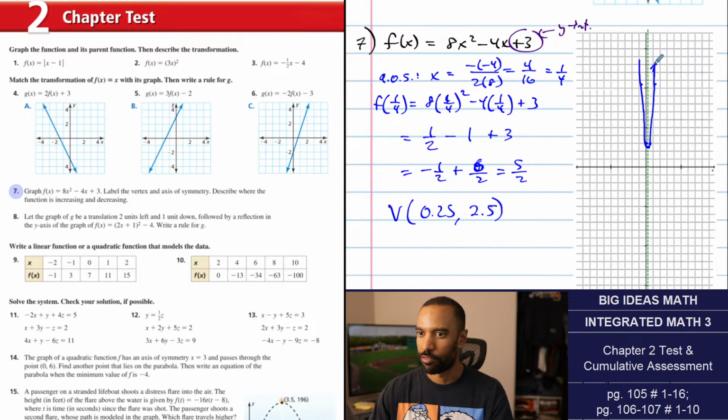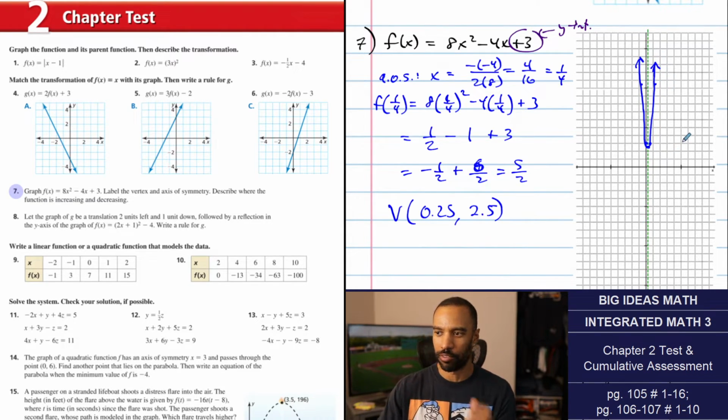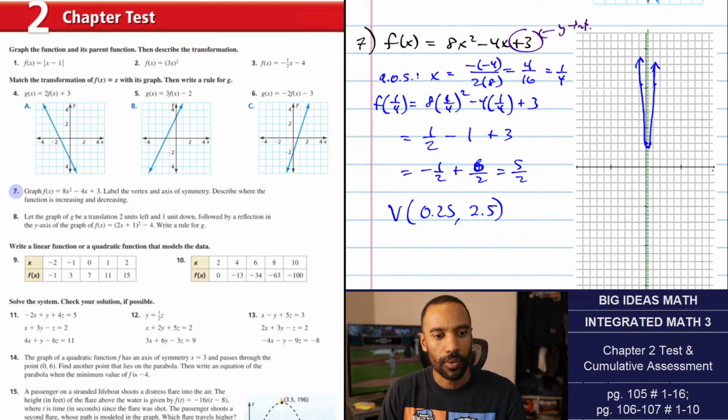So unlike numbers 4, 5, and 6, number 7 just throws you a little bit of a stranger wrinkle there. So there's the graph. They said label the vertex and axis of symmetry. I did give you the axis of symmetry, x equals 1/4, so I'll label it here. And I did give you the vertex, and I'll label it right there. So that's the best I can do for now on that.